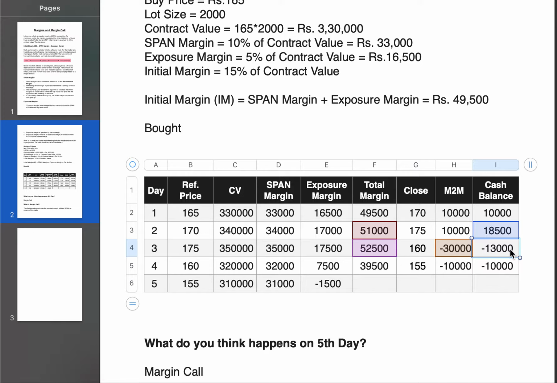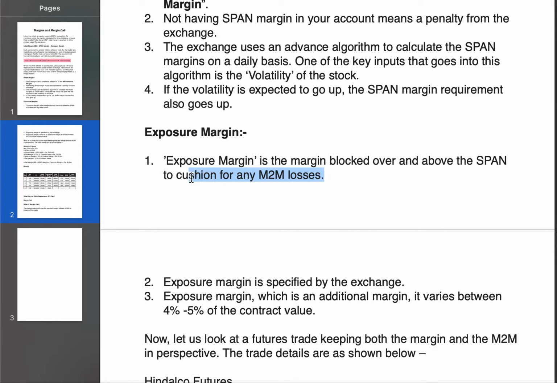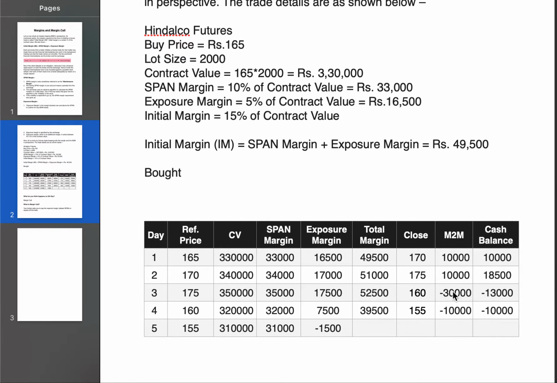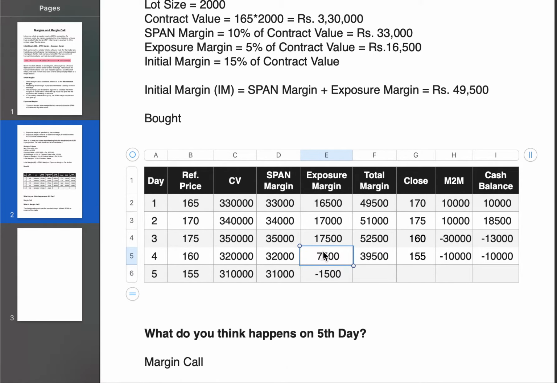13,000 minus 3,000 is 10,000. So my exposure margin would take in the loss. It will take in the loss of 10,000 rupees, because as I told you, exposure margin acts as a cushion for any M2M losses. My cash balance has been completely eroded, and any negative cash balance has been covered by the exposure margin. So my exposure margin has taken some of the hit from the cash balance. As a result, I am technically low on my margin.